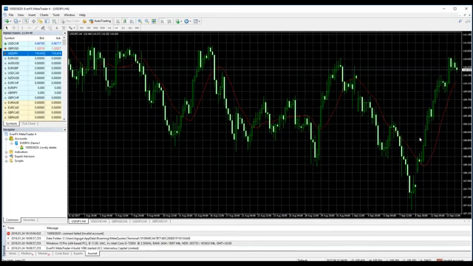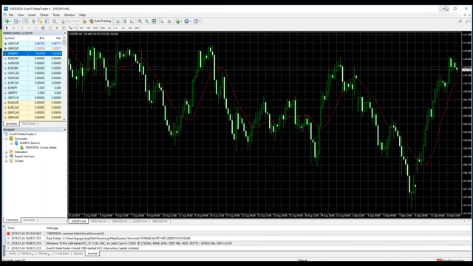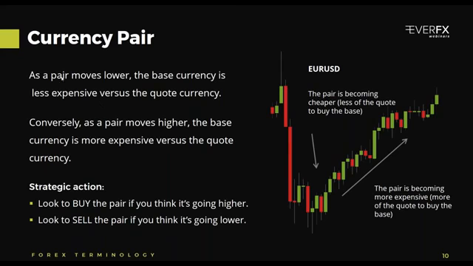As this chart moves upwards, the base becomes more expensive for the quote, because it goes, for example, from 1 to 10. So for one of the base, I used to get 1 to 1, and now I'm getting 1 to 10. Essentially, it's getting much more expensive. Vice versa is the case if the pair goes down: the base is getting less expensive than the quote.